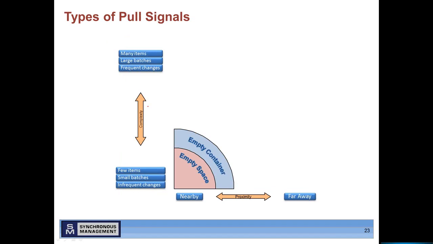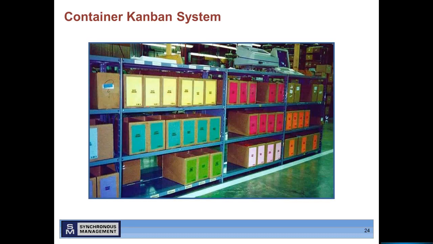Now, if my supplier and customer are a little further apart, I can't physically see their inventory necessarily, or I have more items, then I might use the container instead of the empty space, or what we call a Kanban square. And here's an example of a container system. These are components for building switches for power tools. They're built on the reverse side of this rack where they're assembled, and then they're used over here on the other side of the operation to build the switches. And each color is a different part number of subassembly.